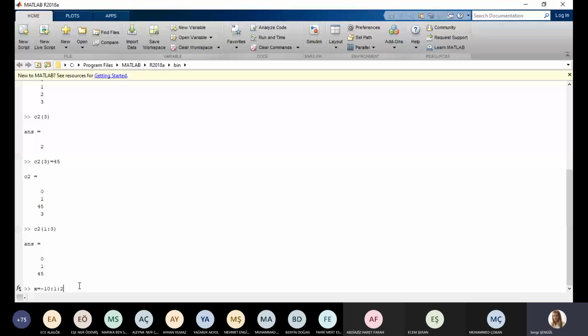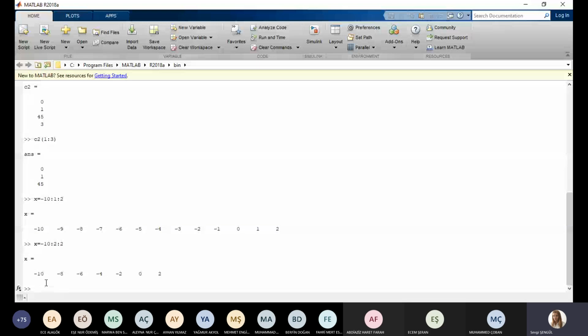So instead of 1, you can increase by 2 in each step. Then it will be minus 10, minus 8, minus 6. Make sure that you understand and you play with that. It's very useful. You can use it a lot in your work.